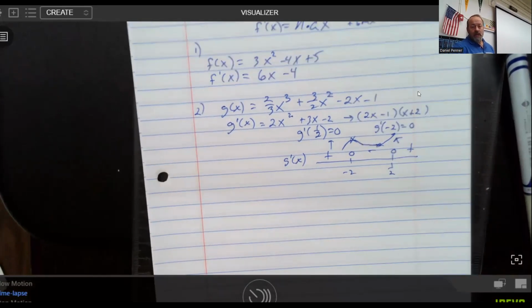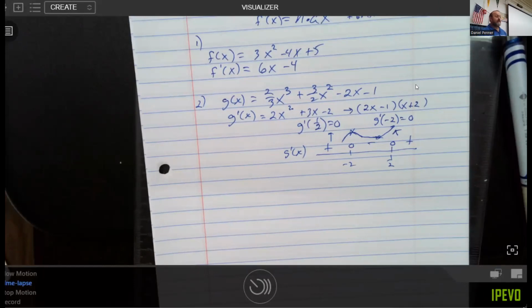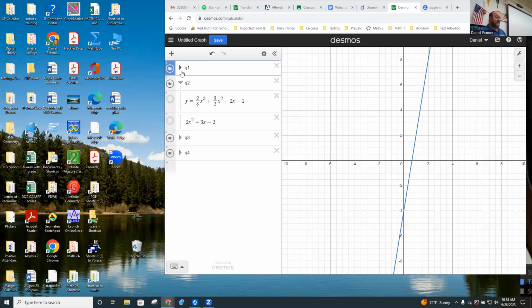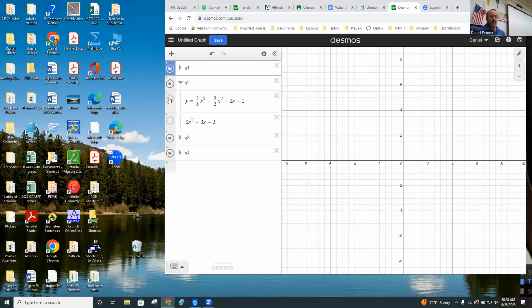So let's go ahead and open up Desmos and take a quick look at that particular graph. I don't think I turned one of these off, so let's do that. So Q1 can go away. Let's take a look at our first graph. Notice I have this nice little deal. I've also got my parabola.